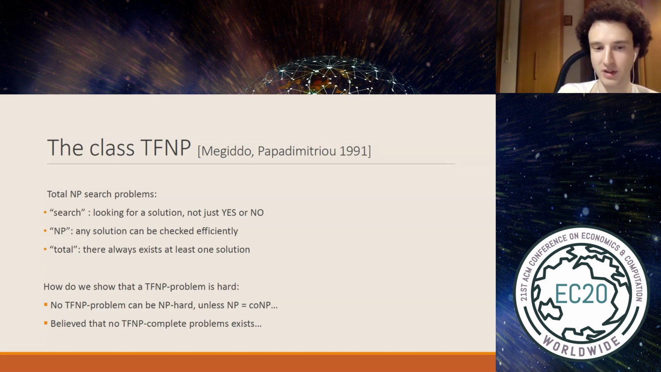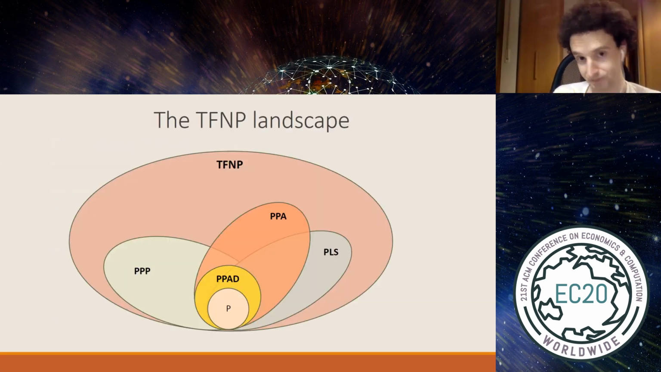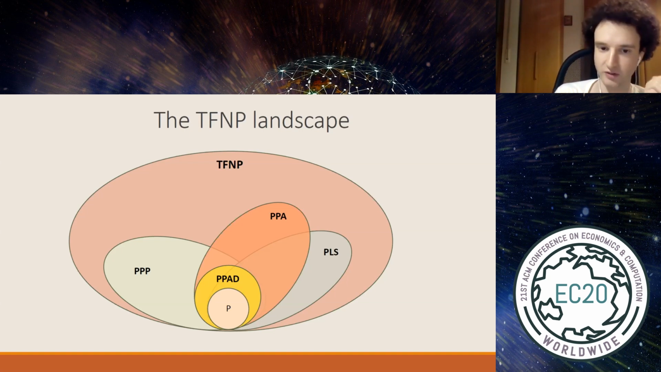So what can we do? How can we give evidence that a problem in TFNP is intractable? Papadimitriou proposed to look inside TFNP to investigate its inner structure, to define a hierarchy of subclasses, to classify problems in those subclasses, to then be able to make statements of the form, oh, if this problem is solved in polynomial time, then a bunch of other problems will have to be solvable in polynomial time as well.